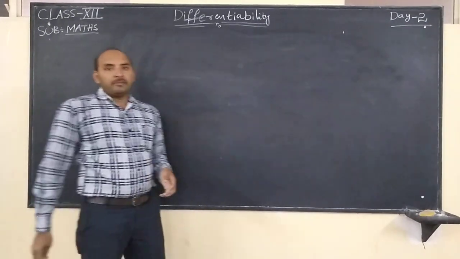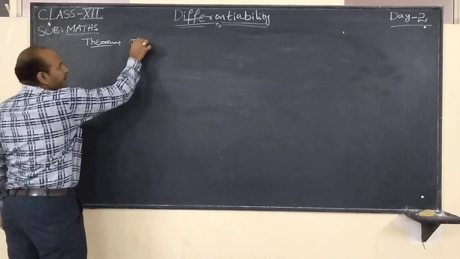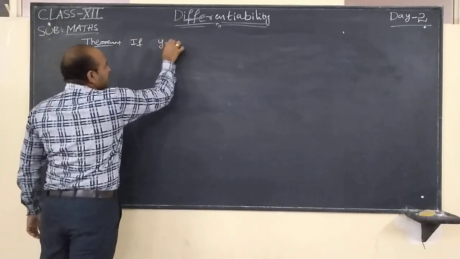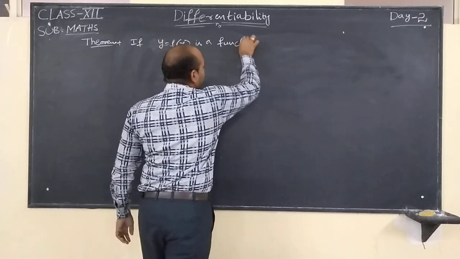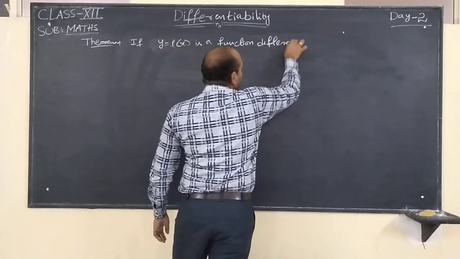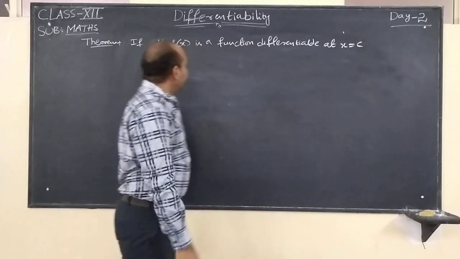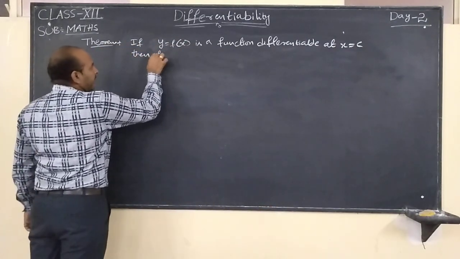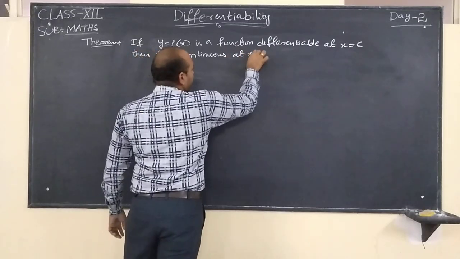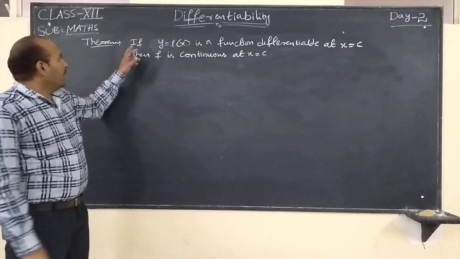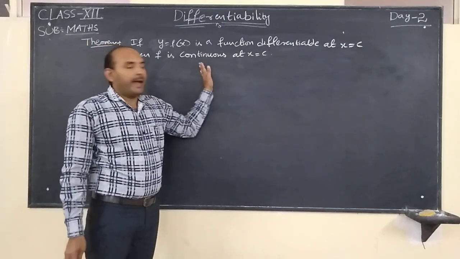Now we will do one theorem. If y is equal to f of x is a function differentiable at x equal to C, then f is continuous at x equal to C. Once again, if y equal to f of x is a function differentiable at x equal to C, then prove that f is continuous at x equal to C.